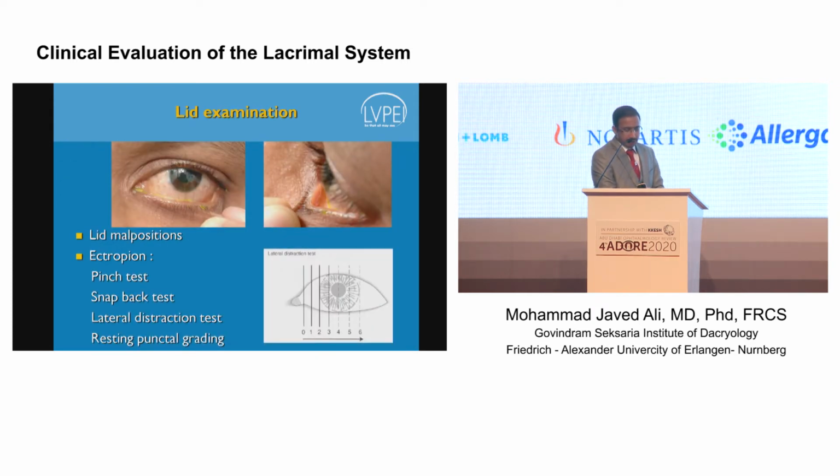In lid examination, like Rick was talking about in the morning, it's very important to do a snapback test to give you an idea of lid laxity. A pinch test or a lateral distraction test can give you a lot of clues about the medial canthal tendon laxity, based on the grading that you see here. This is where the punctum is supposed to be. If you are able to get the punctum to the medial limbus, it means it's a grade 2 laxity. You should never be able to get a punctum beyond grade 1.